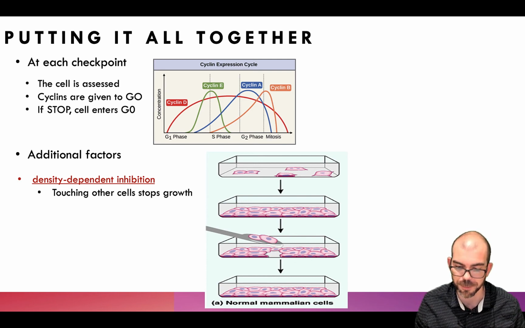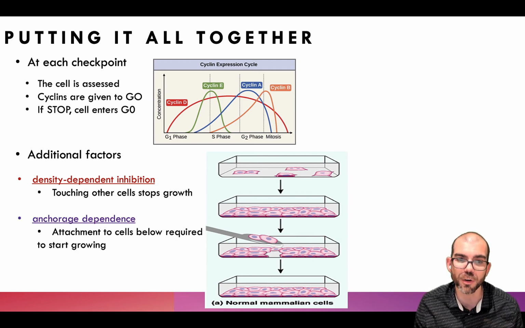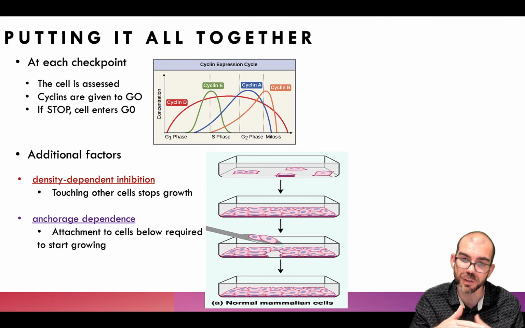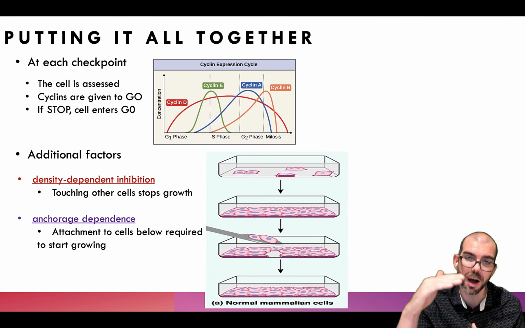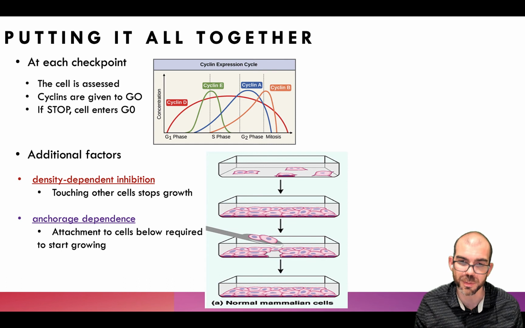Another factor is called anchorage dependence. In this case, attachment to a cell below is required for a cell to start growing. Only if they feel something below them will they then continue to grow up and up. This is how organisms are able to accurately grow cells vertically, whereas density-dependent inhibition is for growing horizontally.